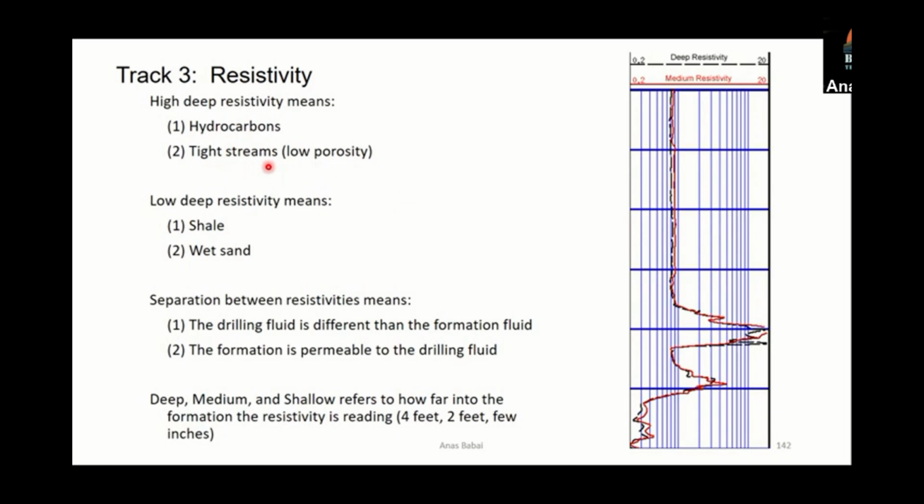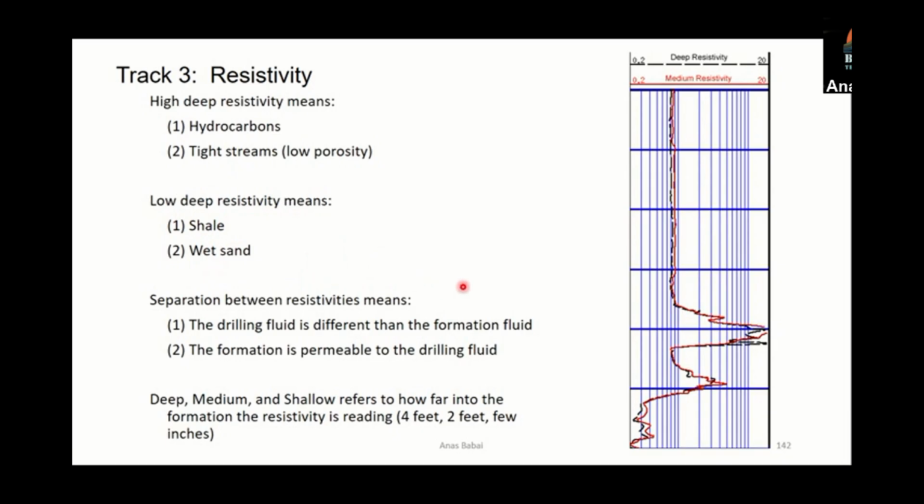And the tight streaks give us a high gamma ray and high resistivity values, because since it's tight, it will not contain pore spaces, and those pore spaces will not have any water in them. So in that case, we will not have any conductive fluid in those formations, and they will give us high resistivity values. As we said, if the deep resistivity is low, it's either shale or wet sand.